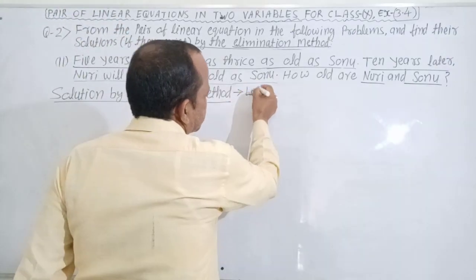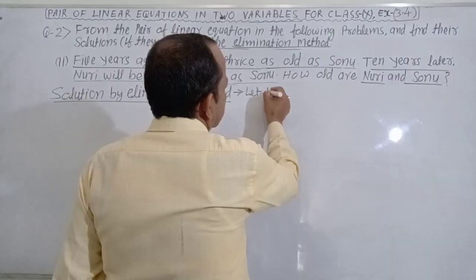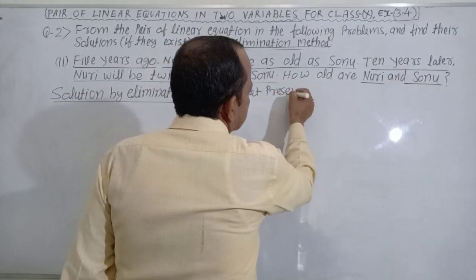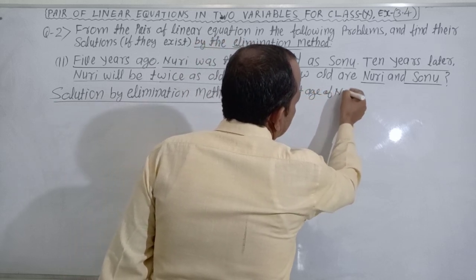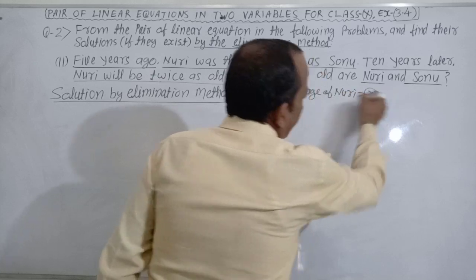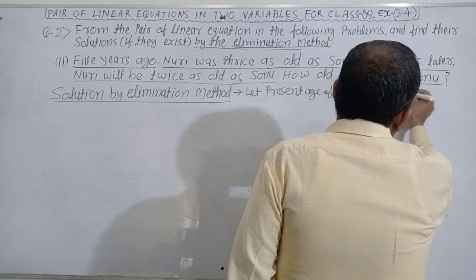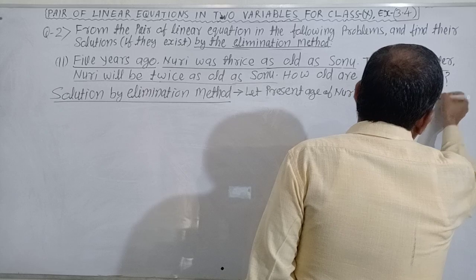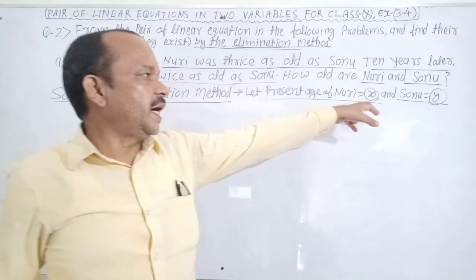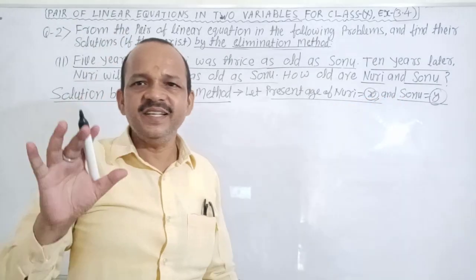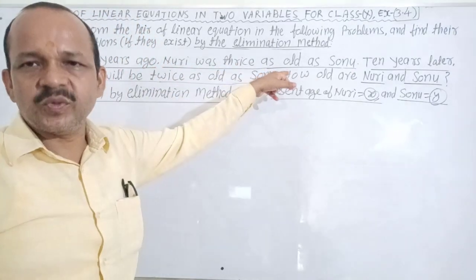Let present age of Nuri equal to x and Sonu equal to y. Present age of Nuri equal to x and Sonu equal to y. Clear? No confusion about it? Very good. Now according to first situation.